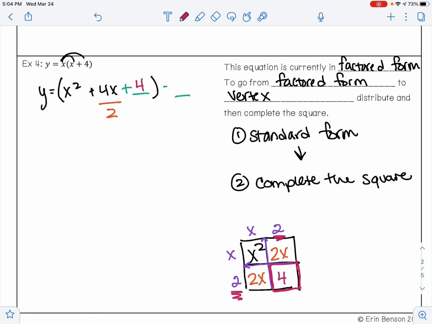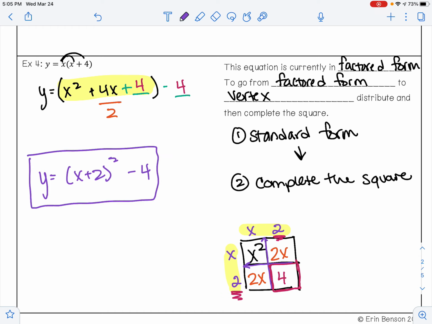That is the number that I'm going to add to the inside of my parentheses and subtract on the outside of my parentheses. We have just factored x squared plus 4x plus 4. The factors are x plus 2 times x plus 2. X plus 2 times x plus 2 can also be written as x plus 2 squared. And then I'm going to bring down my minus 4. This is the equation in vertex form.